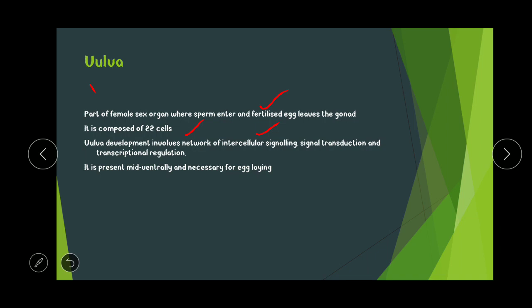Then the transcriptional regulation. As you know, regulation means the ability to control which gene is to be expressed to what degree, or which protein is to be produced in what amount. Transcriptional regulation is also involved in vulva development, and it is present mid-ventrally and necessary for egg laying.